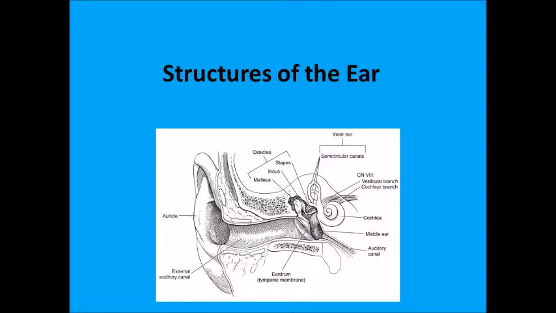So we are first going to talk about the structures within the ear. The ear is divided into three sections. Those three sections include the external, the middle, and the inner ear.